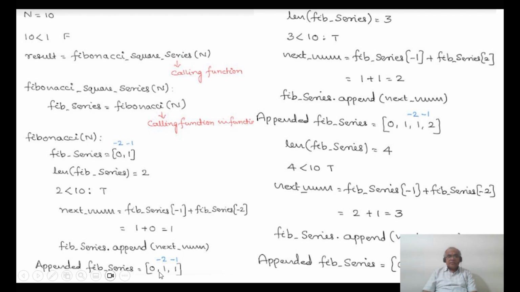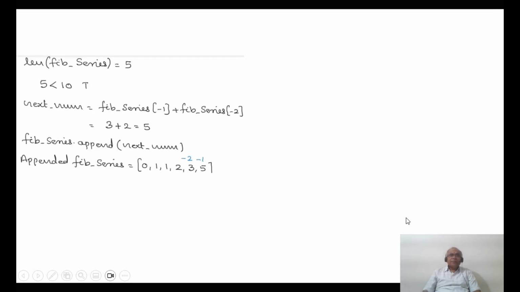Now you can observe here, we had 3, now it has become 4. What is the length of the series? The length of the series is 4 now. Is 4 less than 10? Condition is true. What is the next number? Taking -1 and -2, that is 2 plus 1, it becomes 3. So series dot append next number. The appended series is 0, 1, 1, 2 and 3. So this is how it is going to be appended.